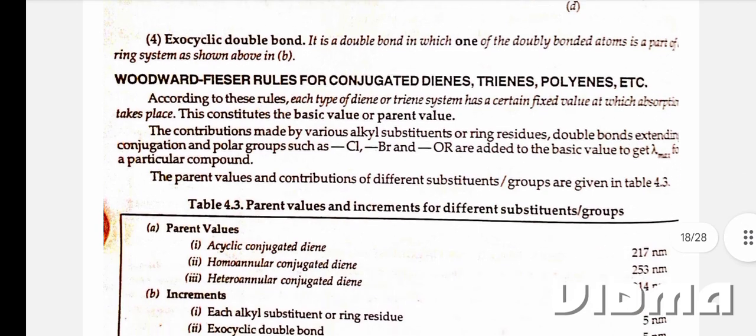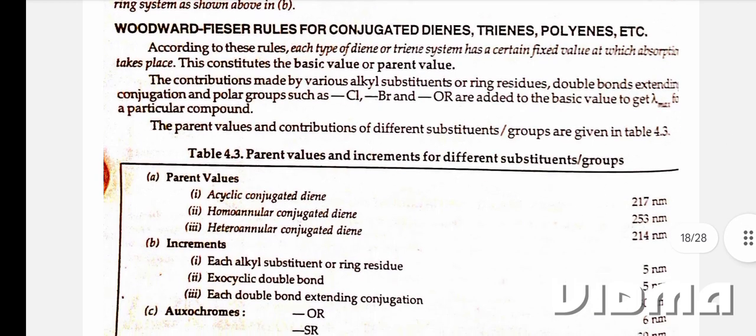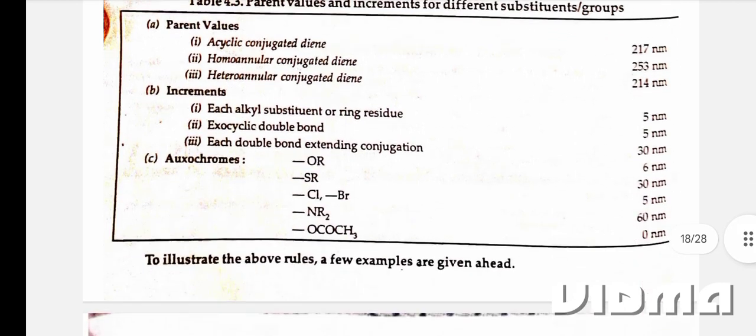Woodward-Fieser rules for conjugated dienes, trienes, polyenes. According to these rules, each type of diene or triene system has a certain fixed value at which absorption takes place. This constitutes the basic value or parent value. The contributions made by various alkyl substituents or ring residues, double bonds extending conjugation and polar groups such as chlorine, bromine, OR are added to the basic values to get lambda maximum for a particular compound. The parent values and contributions of different substituent groups are given in table 4.3.